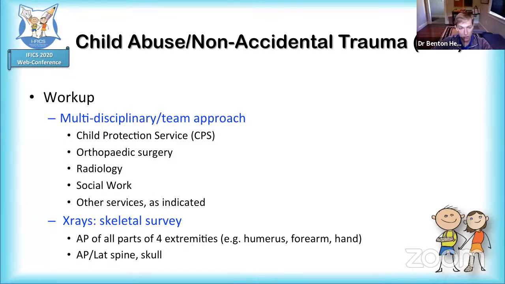The orthopedic surgery team is important, but must work with the radiology team in the skeletal survey, which is a key to the workup for non-accidental trauma. So this is an AP of all parts of the four extremities, and then an AP and lateral of the spine and skull. So the radiologists and orthopedic surgeons each need to individually review these and make sure there are not multiple fractures or fractures in different stages of healing. And then social work should be involved and other services as indicated.